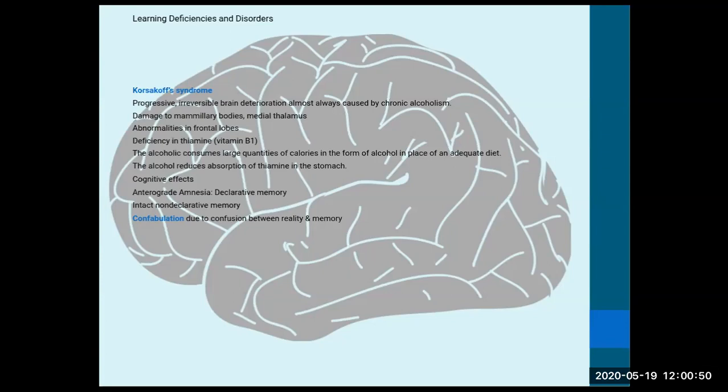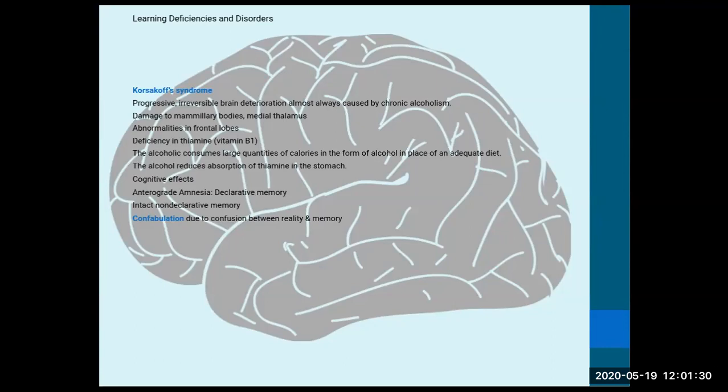And so here we see the alcoholic consumes large quantities of calories in the form of alcohol, and so they don't eat, they just drink. And so they don't get the adequate nutrients and vitamins in a diet. And the alcohol itself reduces the absorption of thiamine, which is that vitamin B1, in the stomach, which causes the breaking down of these areas of the brain, the mammillary bodies, the thalamus, and it causes these effects. But it is not the same as Alzheimer's disease in cause, excessive drinking, and some of the cognitive effects are similar, but there are some differences.